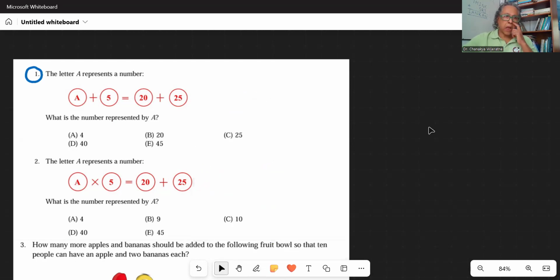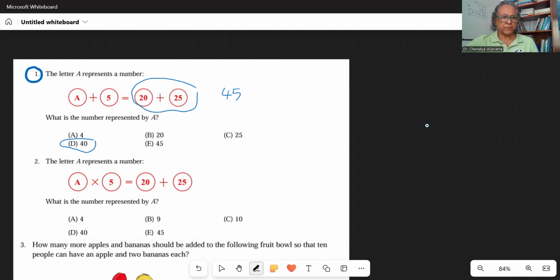Right, that's good. The letter A represents a number. What is the number represented by A? So A is hiding a number, right? So the addition on both sides are equal. And this side adds up to 45. And then the number represented by A, when it is added to 5, should be 45. That means the answer is 40. Right. So that was easy.